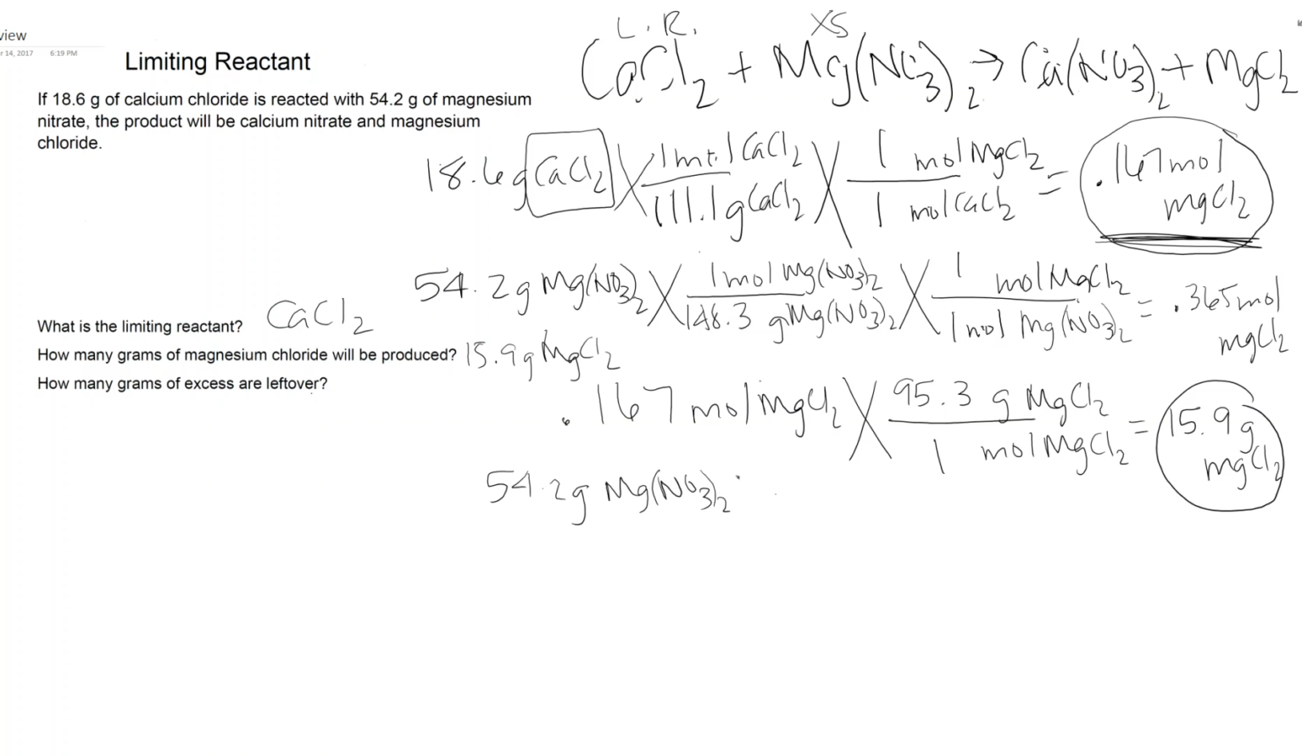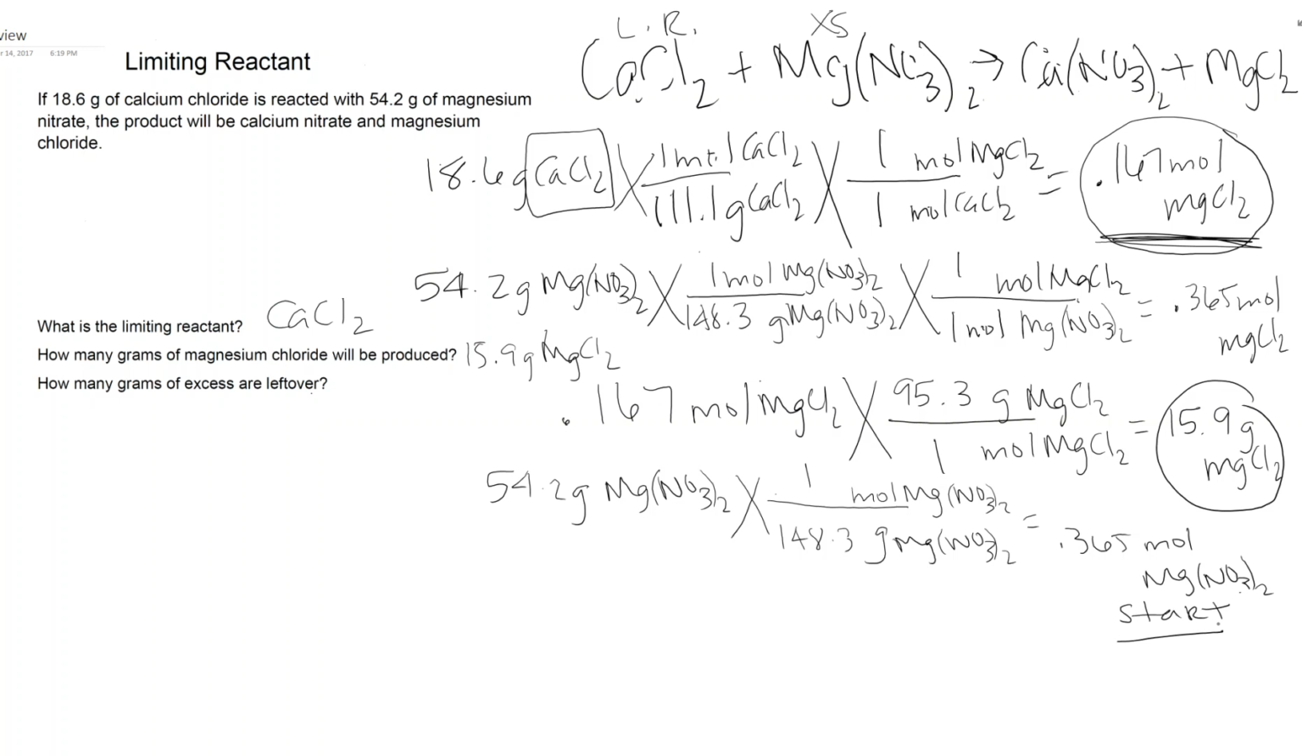When we change that grams to moles of MgNO3, we just have to use the molar mass, which is 148.3 grams. So when we do that math, we get 0.365 moles of MgNO3 to start with.